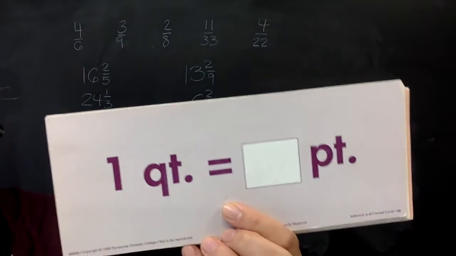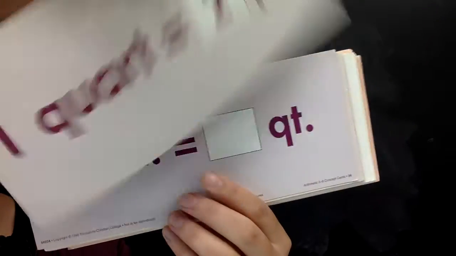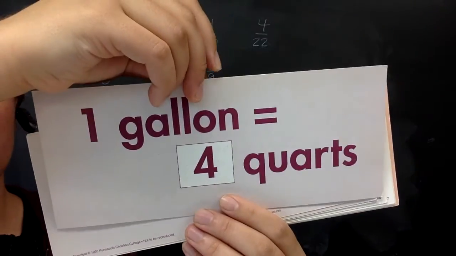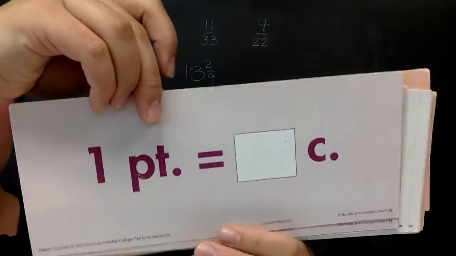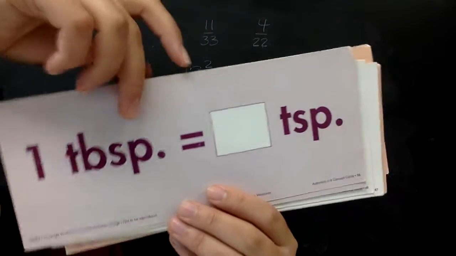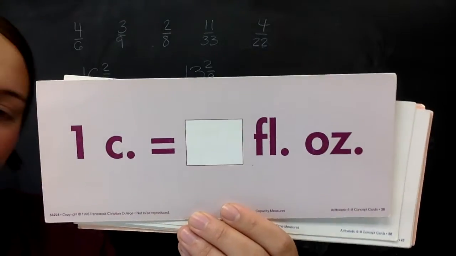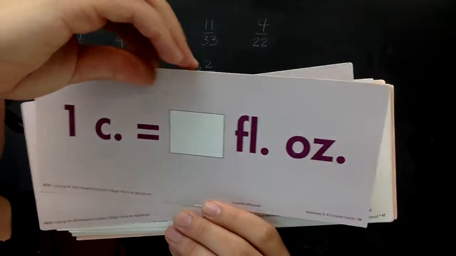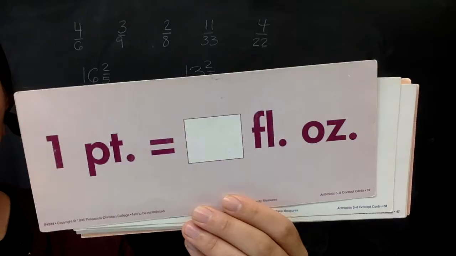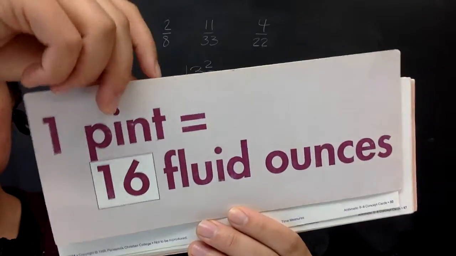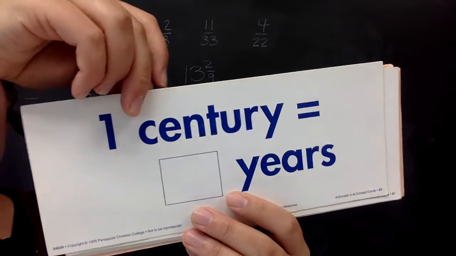1 quart equals how many pints? 2. 1 gallon equals how many quarts? 4. 1 pint equals how many cups? 2. 1 tablespoon equals how many teaspoons? 3. 1 cup equals how many fluid ounces? 8. 1 pint equals how many fluid ounces? 16.